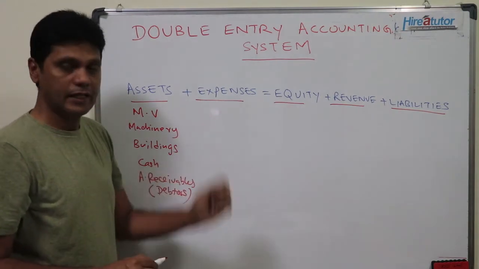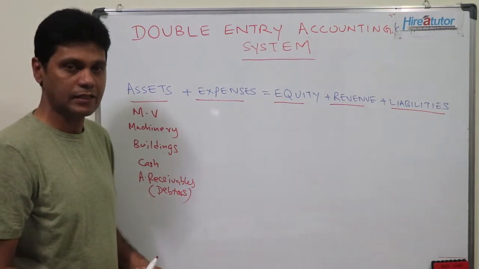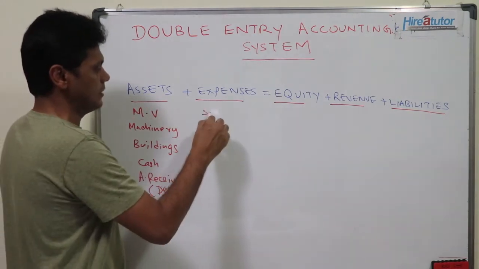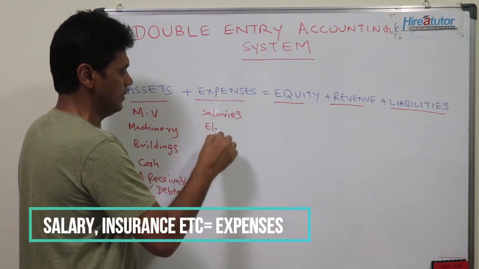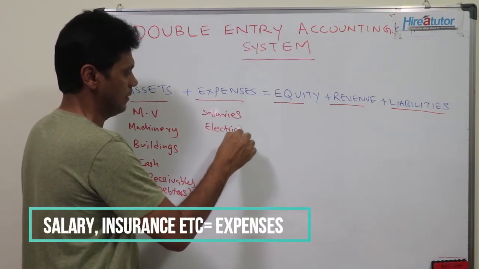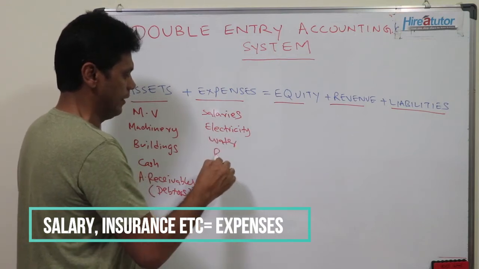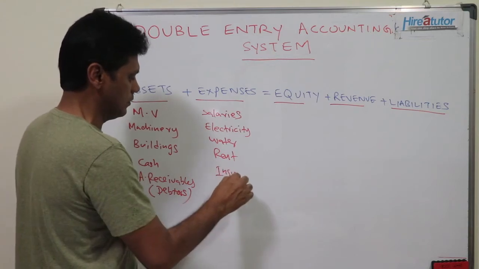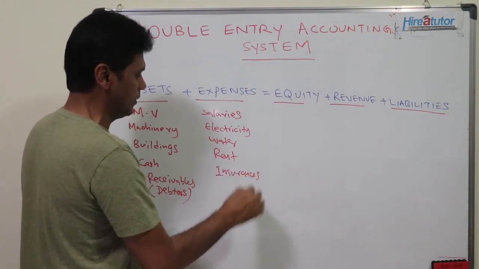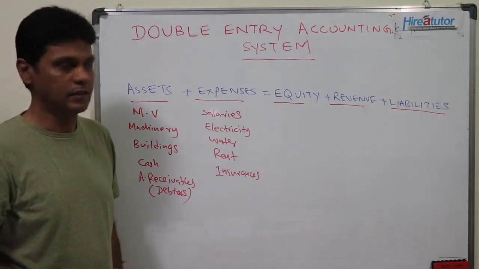Now let's look at expenses. What type of expenses will be recorded under this category? We can say salaries, electricity, water, rent, insurance. So these kind of expenses will be recorded under this category.